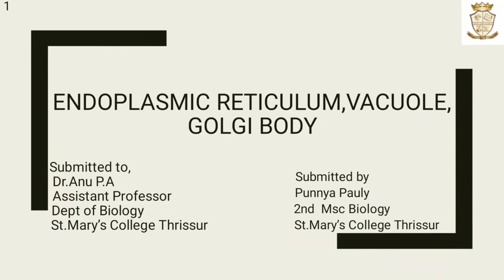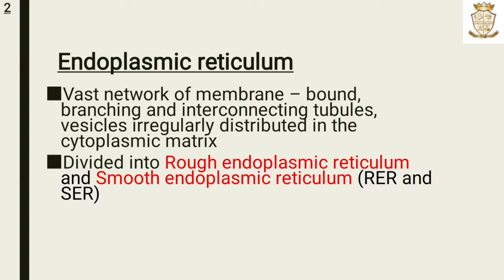Hello everyone. Today we are going to discuss endoplasmic reticulum, vacuole and Golgi body. Endoplasmic reticulum is a vast network of membrane-bound, branching and interconnecting tubules and vesicles, irregularly distributed in the cytoplasmic matrix. It is divided into rough endoplasmic reticulum and smooth endoplasmic reticulum.